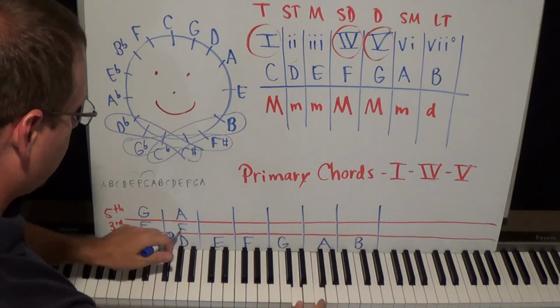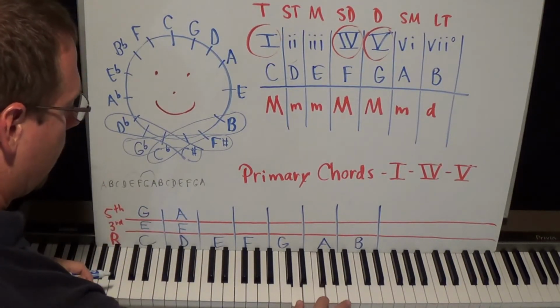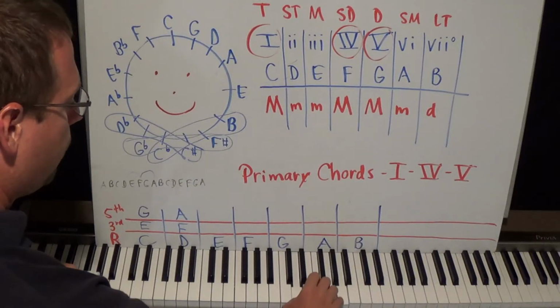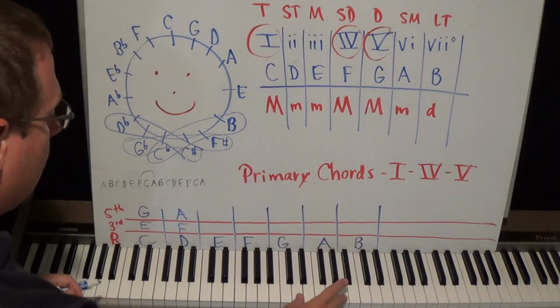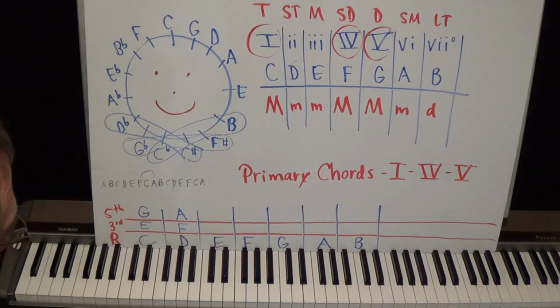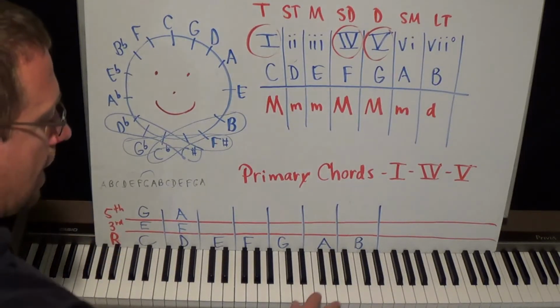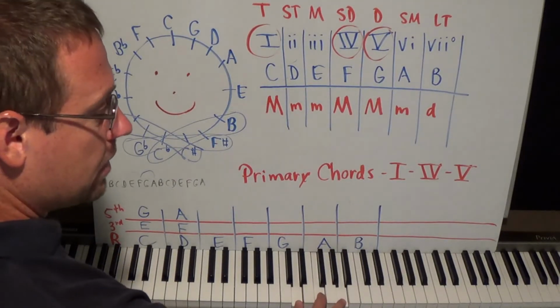F is a third away from D. A is a fifth away from D. 1, 2, 3, 4, 5: D, E, F, G, A. Remember, you count all the letters. That's my interval, we call it. D to A. Okay, now, can I mix those letters up and it still be a D chord?